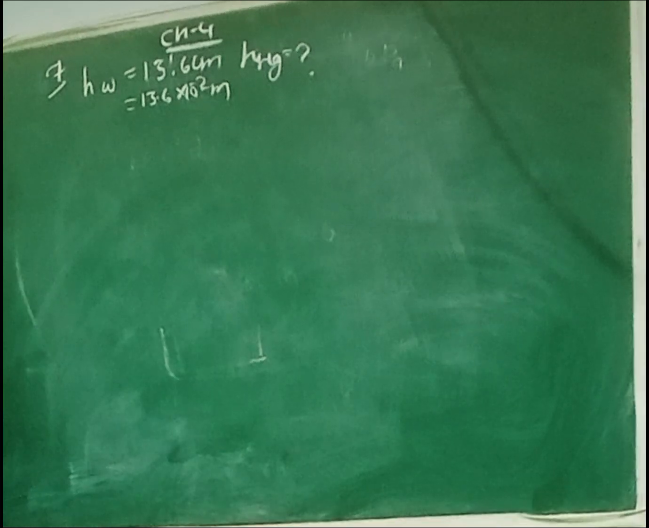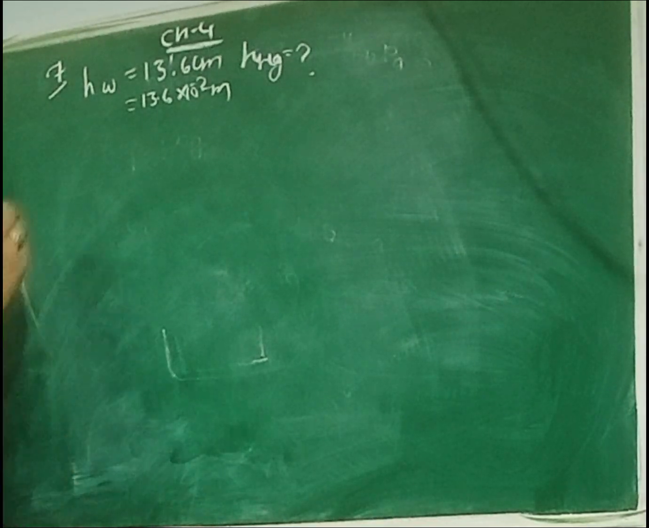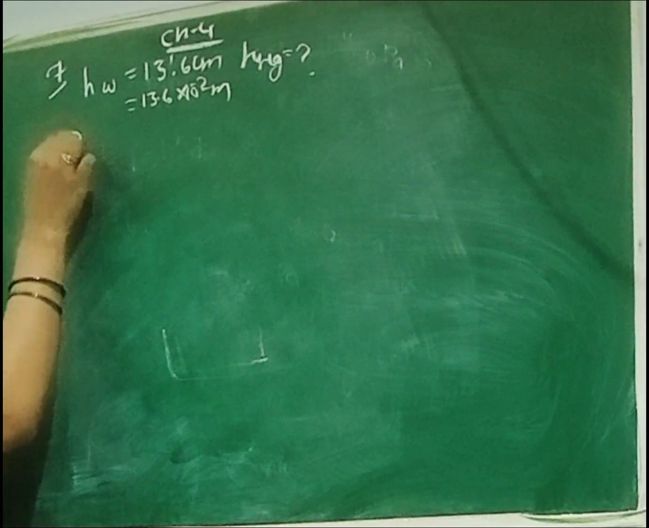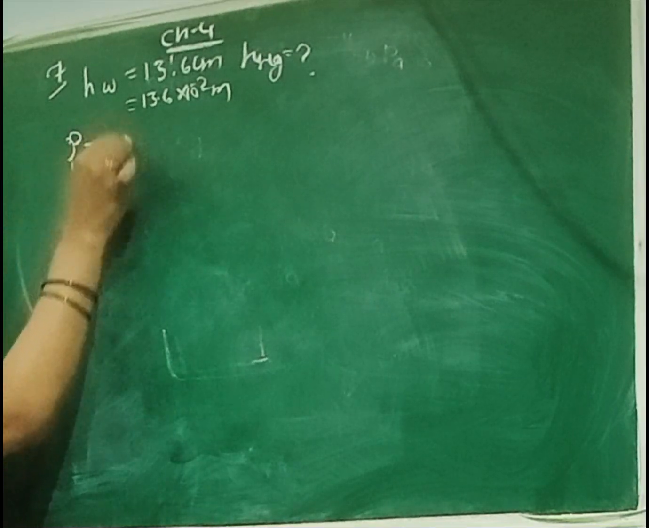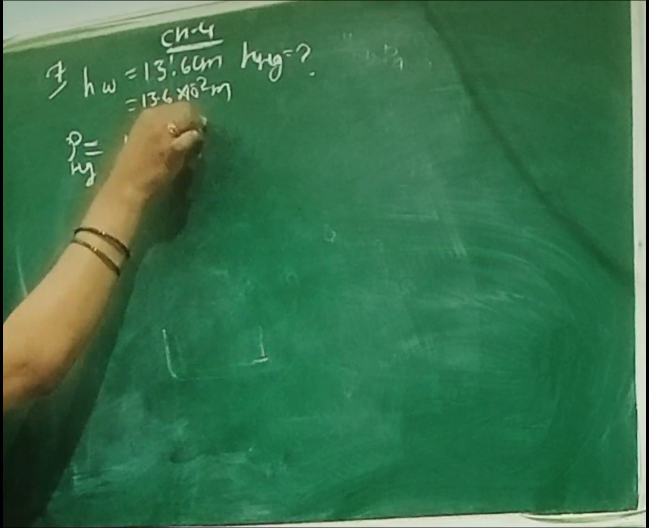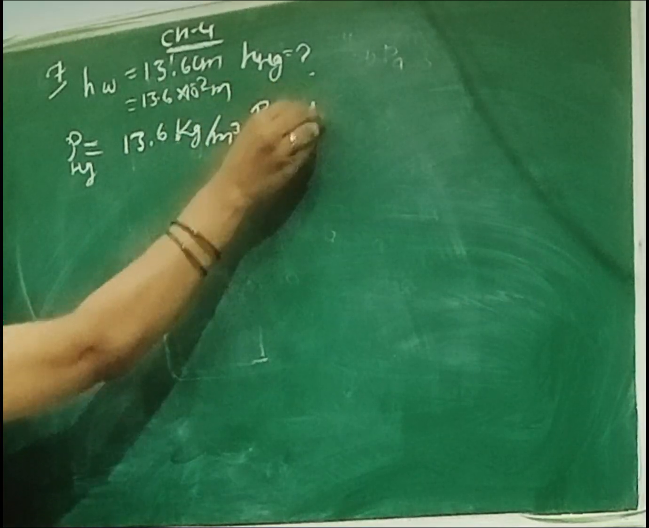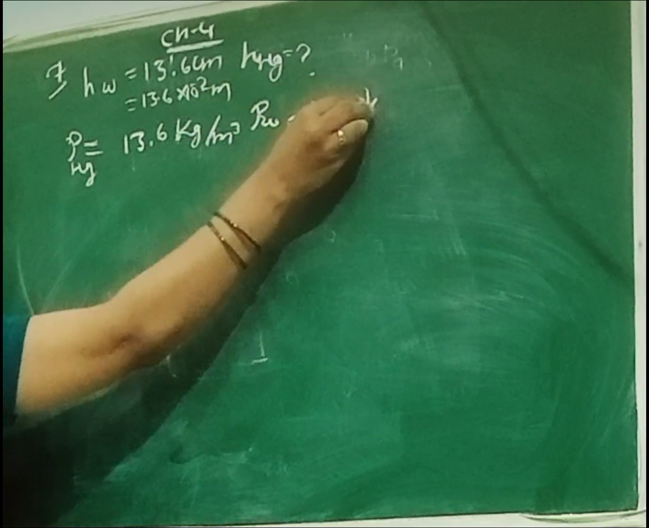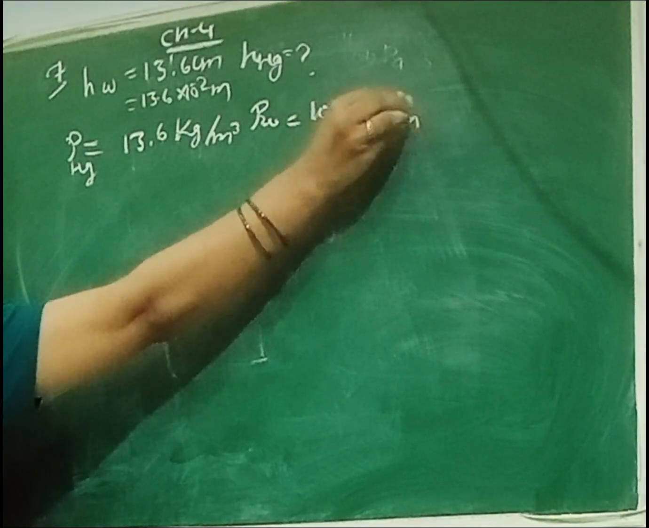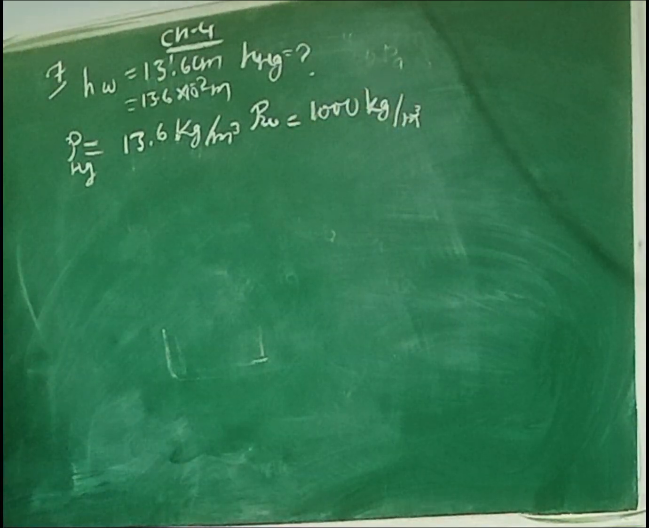Now we can see it is given density of mercury and density of water. So density of mercury is equal to 13.6 kilogram per meter cube and density of water is equal to 1000 kilogram per meter cube. We need to find out the height.